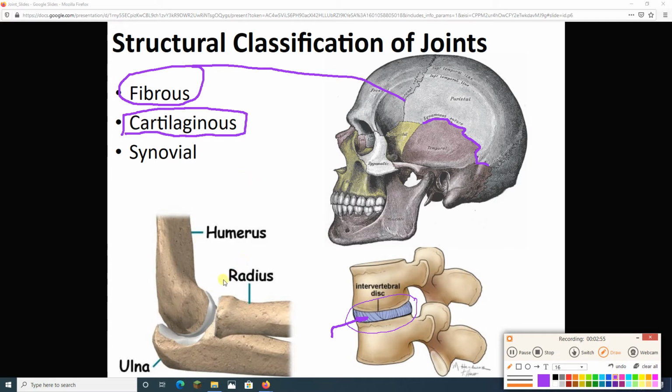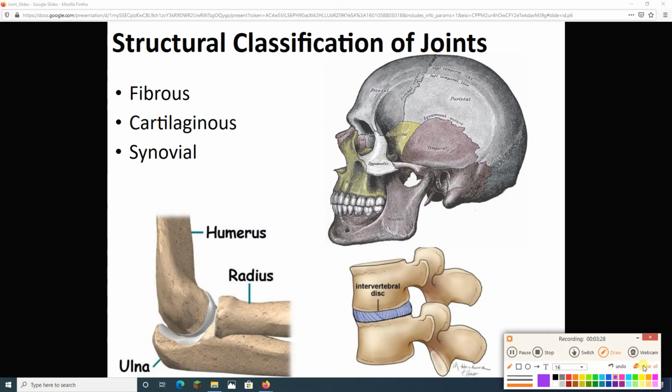Lastly, I got the elbow joint down here. Nice elbow joint. In between the bones, we're going to have fluid, and the fluid that we have is known as synovial fluid. So you knew this already, but this is going to be an example of a synovial joint. So these are my three basic types of joints in terms of their structure.